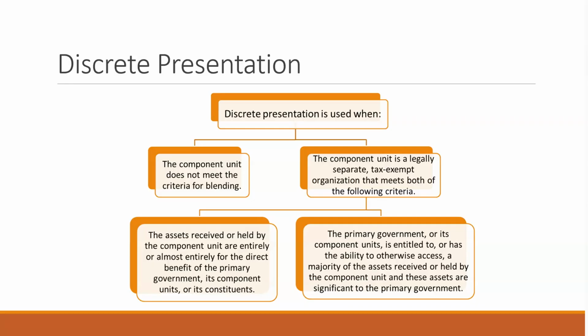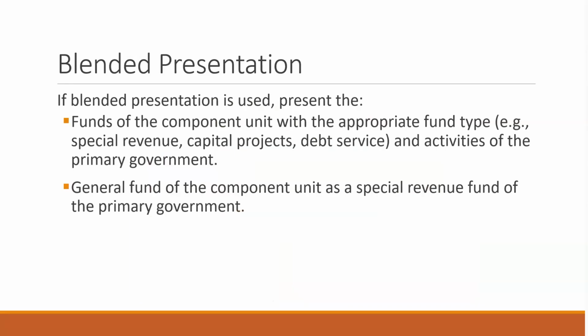Okay, so a blended presentation happens when the funds of the component unit are combined with the appropriate fund type and activities of the primary government, or a general fund of the component unit is a special revenue fund of the government. Looking at the blended presentation, what kind of services does it provide? What are the activities of the fund? What type of fund is it? Is it a debt service fund? Is it a special revenue fund? Is it a capital fund?